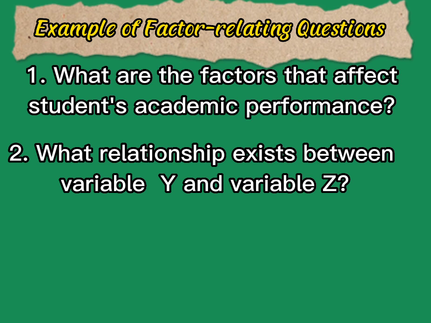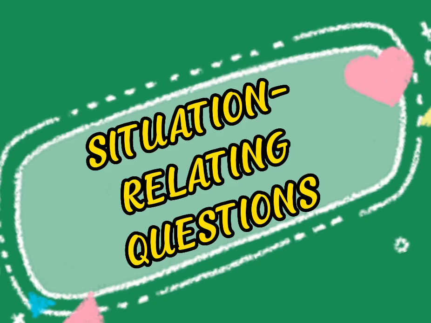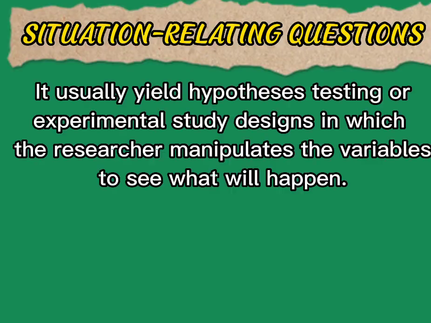So, base sa naibigay na halimbawa, ang factor relating questions ay nagpapakita ng situations or mga senaryo kung paano ang mga variables sa isang research ay nagpapakita ng ugnayan sa isa't isa. Samantala, sa situation relating questions naman, it usually yields hypothesis testing or experiential study designs in which the researcher manipulates the variables to see what will happen.